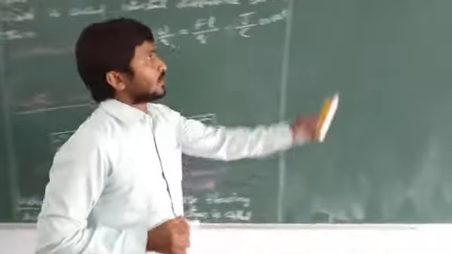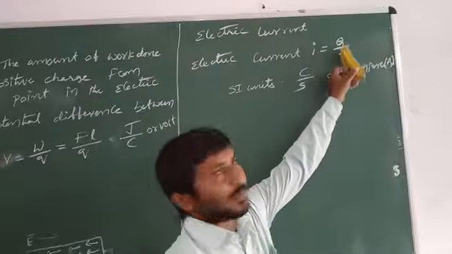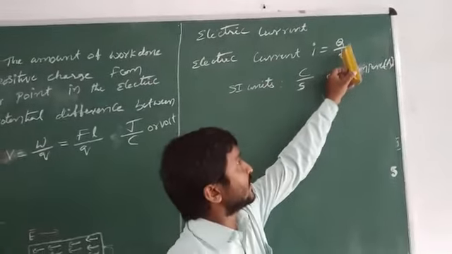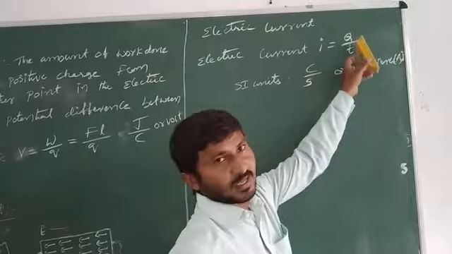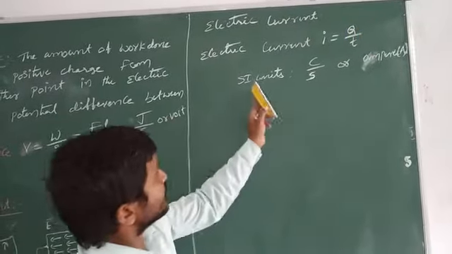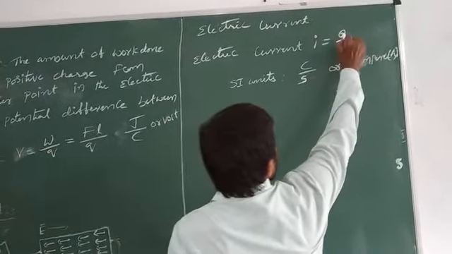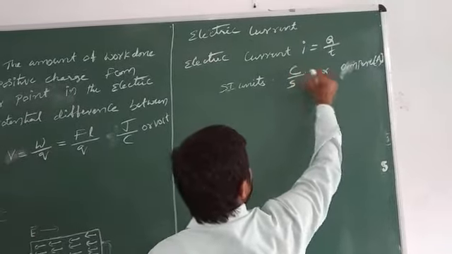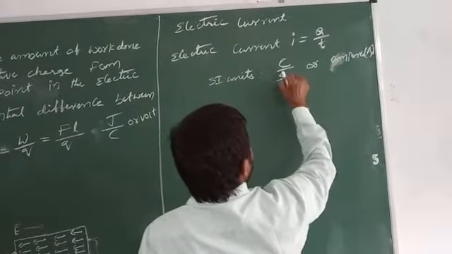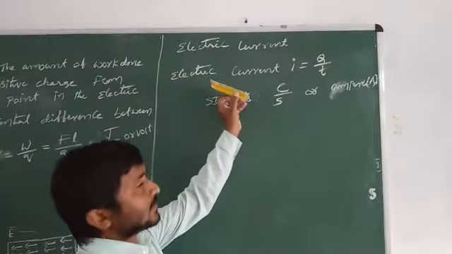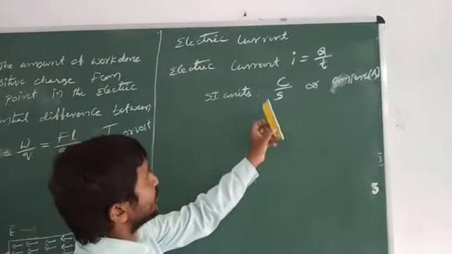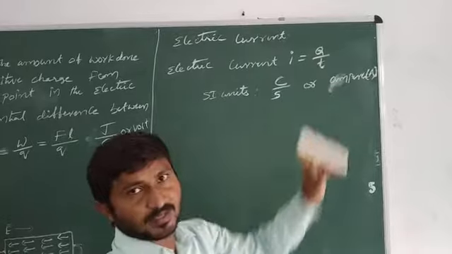The amount of charge flowing per second through any cross section is called electric current. Let Q be the amount of charge flowing in a time t. Then electric current I equals Q by t. The SI unit of electric current: charge we measure in coulombs, time we measure in seconds. So coulomb per second is the SI unit of electric current. The other unit of electric current is ampere.